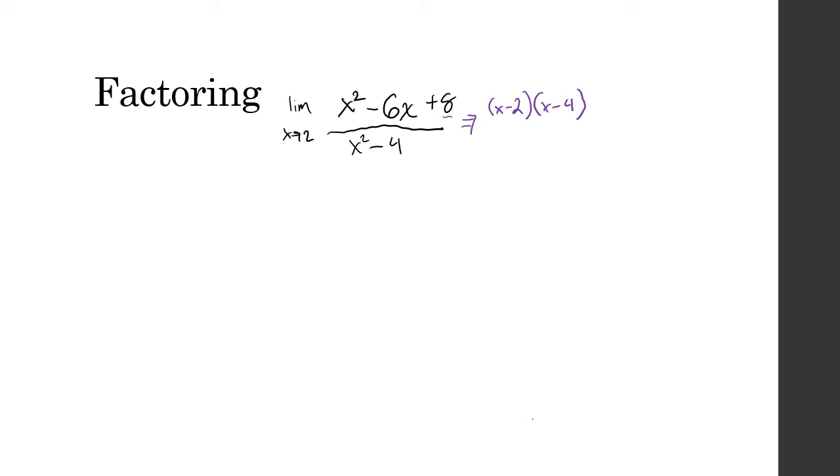And if we add them together, that gets us -6. So we've got some work done in the numerator. Now let's look at the denominator. The denominator is a special form called a difference of squares.